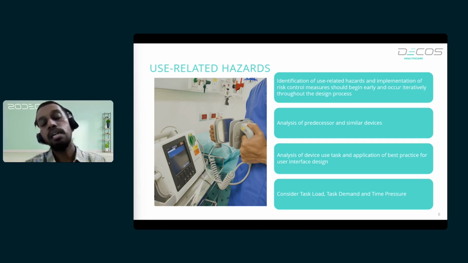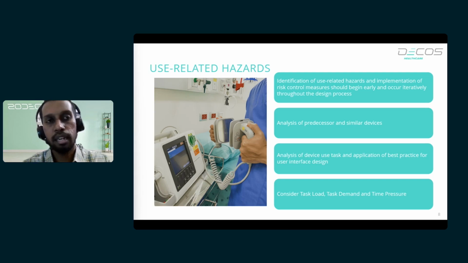So there are going to be multiple tasks involved when we are using a device. I'll list the multiple tasks involved while using a device, every single task would be broken down separately, and the possible risk that can take place for every single user task would be identified.